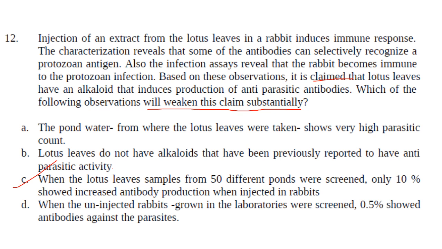So that will weaken the claim substantially, because when you are taking samples from 50 different ponds, as per the claim, what they have mentioned in the question, you should have got at least around 80% or more than 80% increased antibody production when injected in rabbits, but you got only for 10%. So that will weaken the claim substantially. So answer is option C.